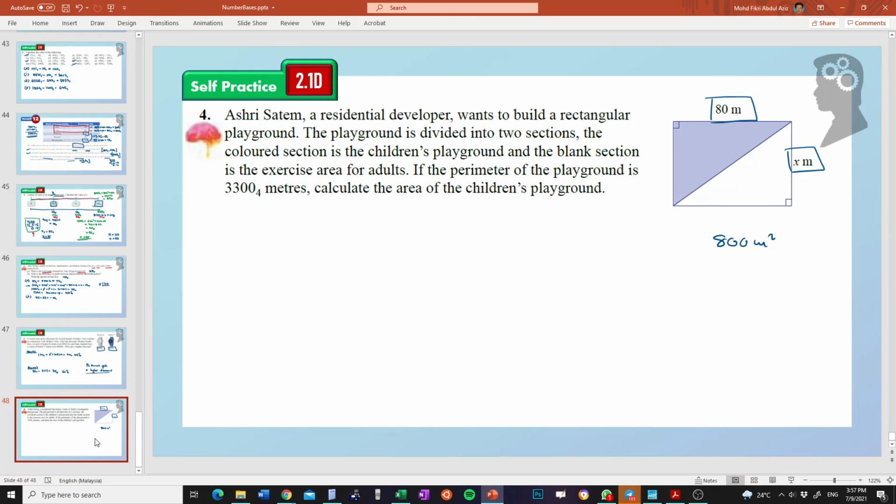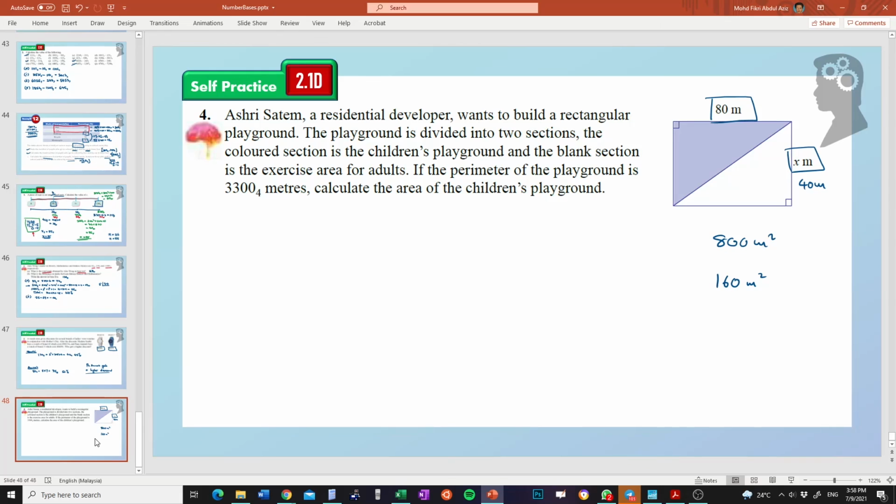Okay, itu Sofia punya jawapan. Yang lain? Sofia dapat nilai X berapa? 40 meter lah. Zari dapat 160. Tapi X Zari sama dengan Yaya, 40. Dapat berapa Zarif? 160. 160.